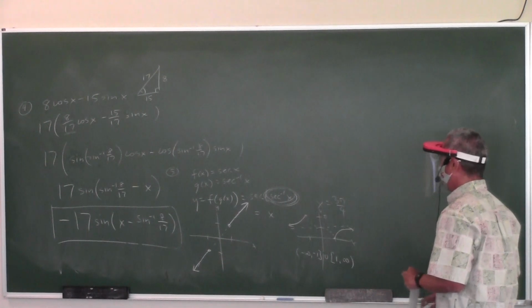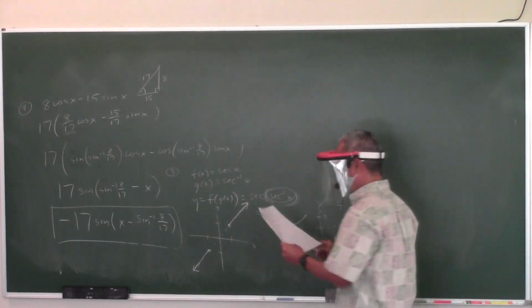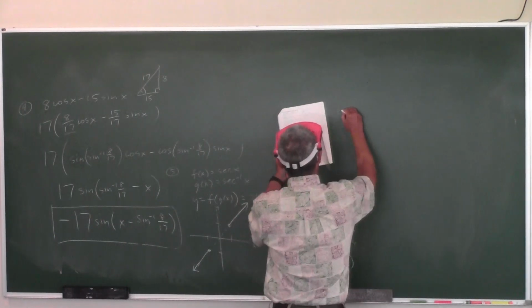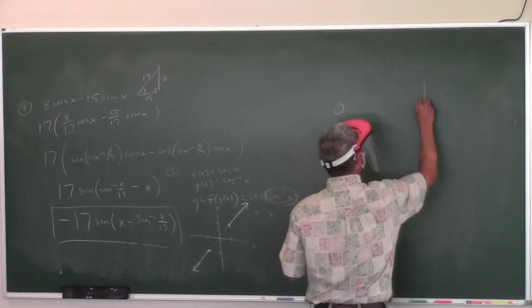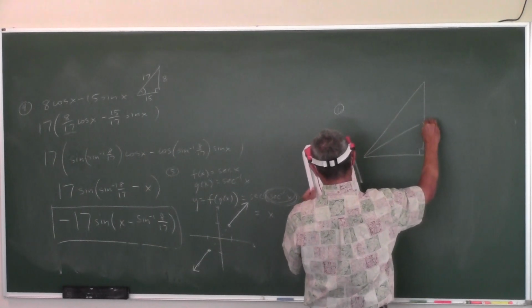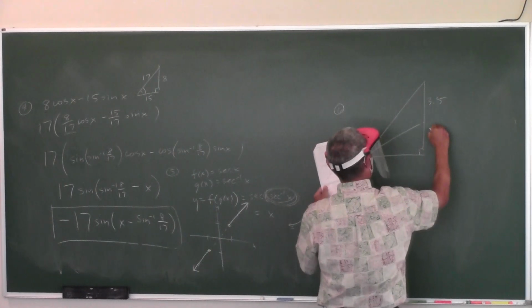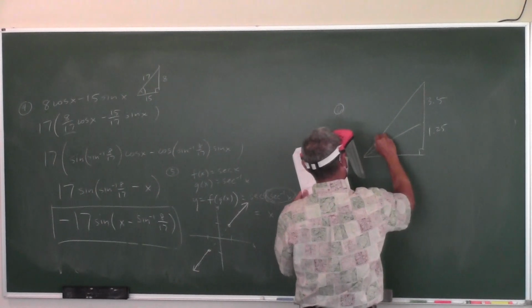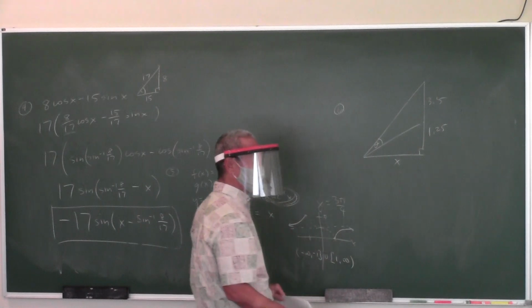I got it. Okay, so the poster problem. Come on. Probably we didn't study it enough. So 3.5, 1.25, theta. How far from the wall should you stand?